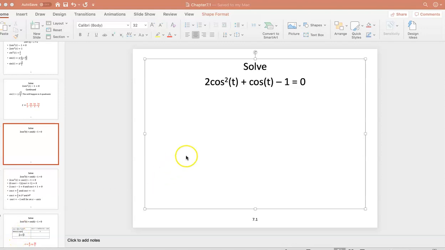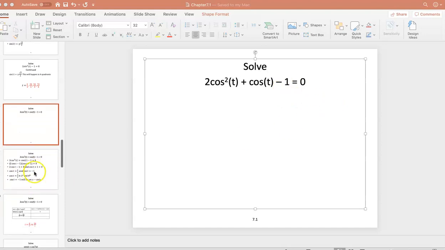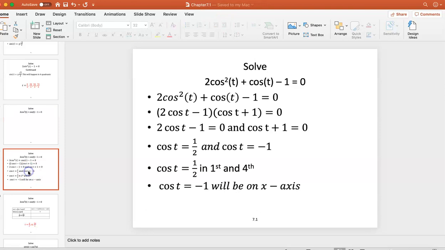Okay, let's solve another one. This one's 2 cosine squared plus cosine minus 1. Let's look at it. It's going to factor 2 cosine and cosine. If we put a 1 and a 1, make this a positive 2 for the outer and a negative 1 for the inner to get our middle term of 1 cosine.